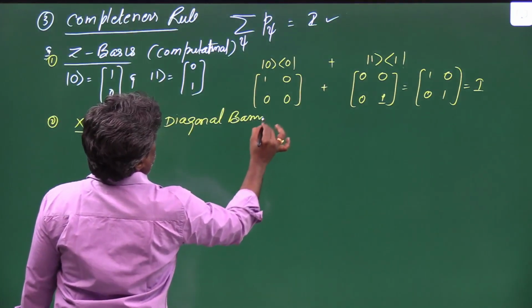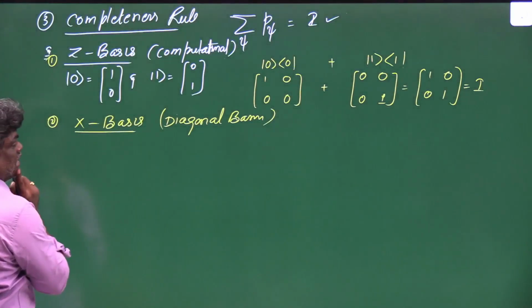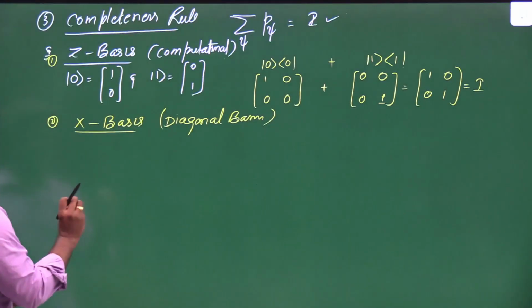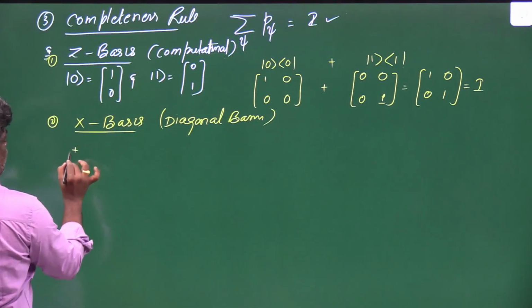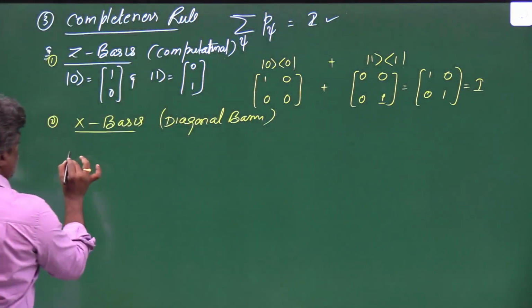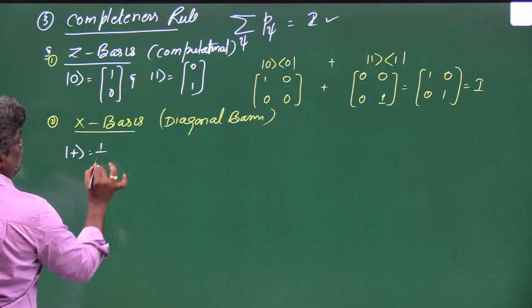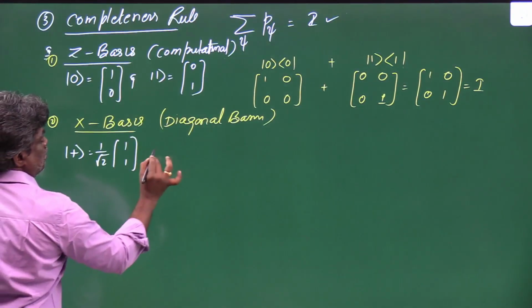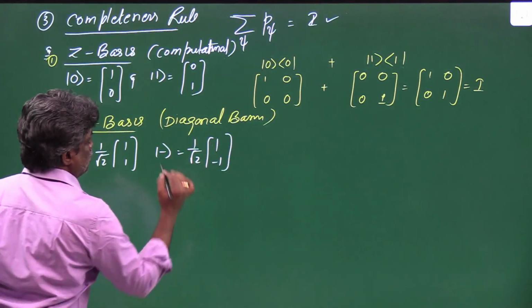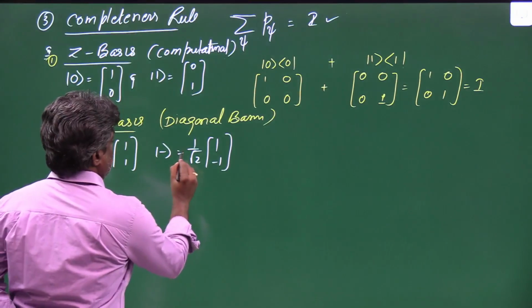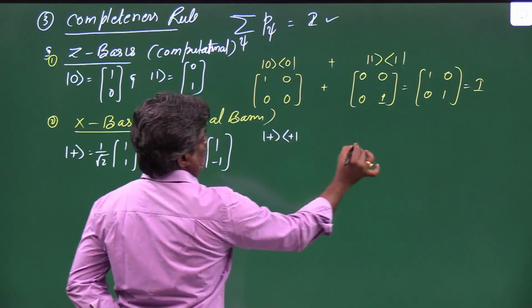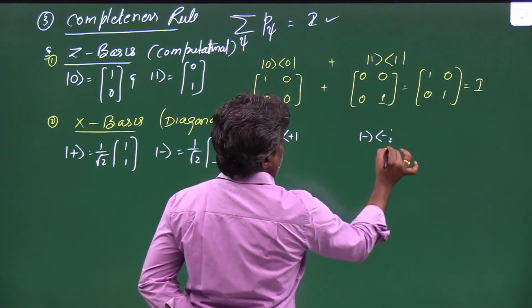So diagonal basis, how many types are there? Two types. One is the X basis, another is the Y basis, but we won't use the Y basis in our quantum computation. Very rarely we will use it. So X basis: |+> = 1 by root 2 (1, 1), |-> = 1 by root 2 (1, -1). Please check the completeness rule for this. Yes, sir. Take |+><+|, take |-><-|, outer product, and add.